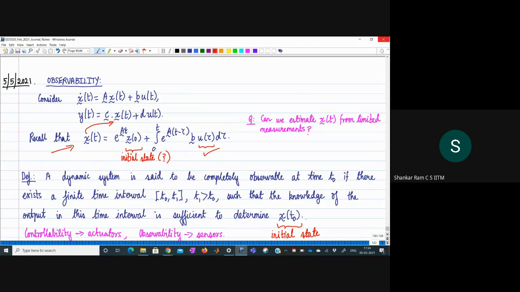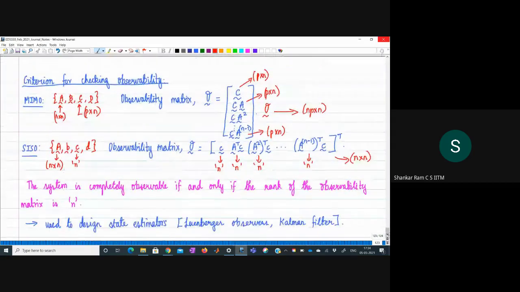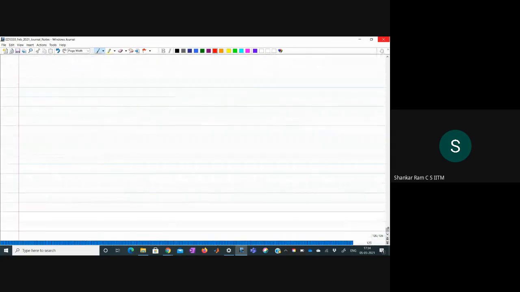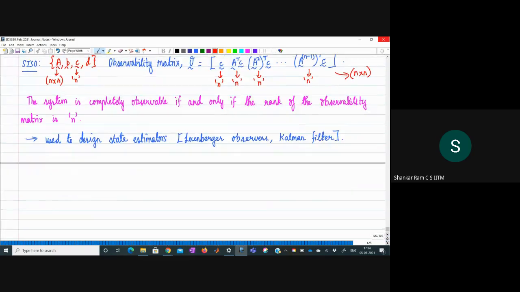Okay? So consequently, we framed what is called the observability matrix, and the rank of the observability matrix should be n for the system to be completely observable, and the application of observability is in the domain of designing state estimators, such as the Luenberger observer. All right, and a realization which is both completely controllable and completely observable is what is called a minimal realization. Right? Okay. So these are key concepts.